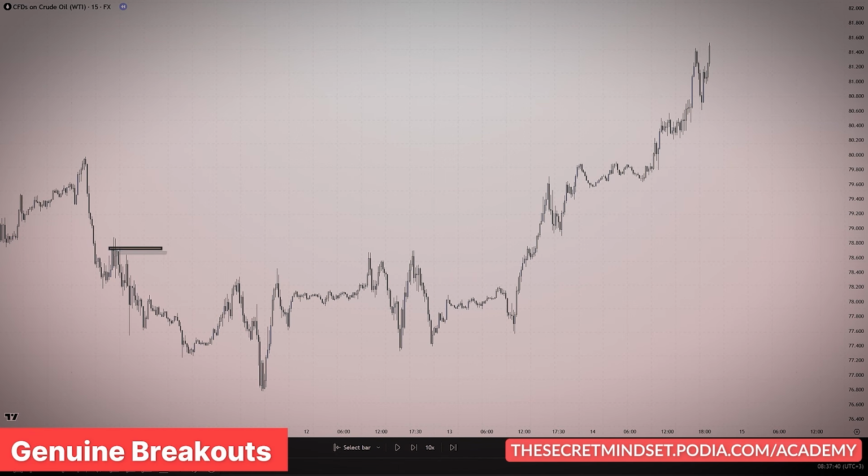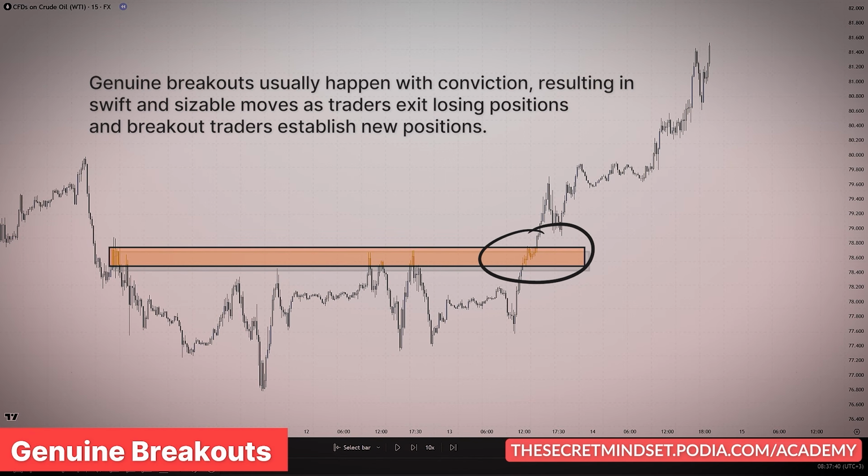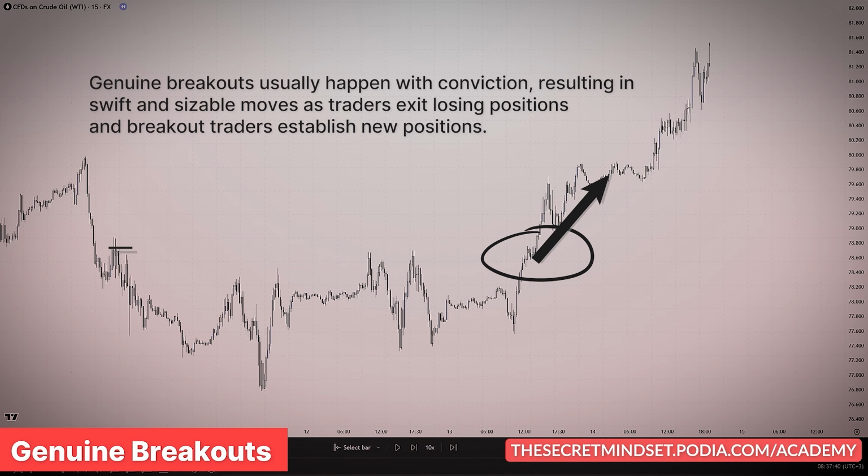But when the genuine breakout happens, it's usually with conviction. The move can be swift and sizable, as traders on the wrong side rush to exit their now losing positions, while breakout traders jump in to establish new positions. This burst of activity adds fuel to the directional move.